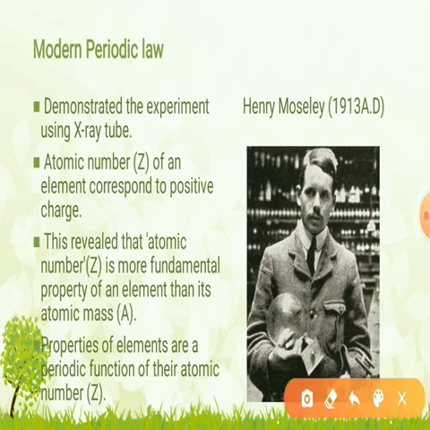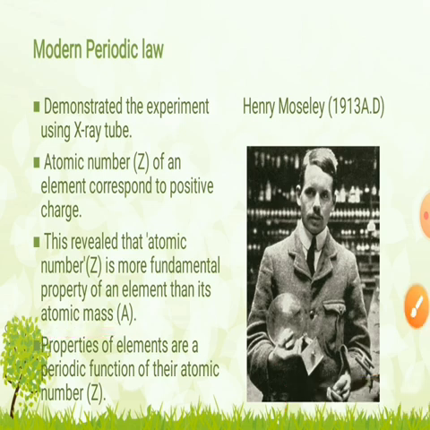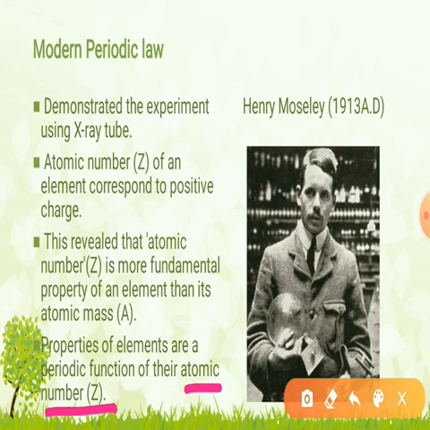See, earlier you have studied that scientists arranged the elements in the increasing order of the atomic masses, that is A. But Henry Moseley arranged the elements in the increasing order of the atomic number Z. So the properties of elements are a periodic function of their atomic number Z.